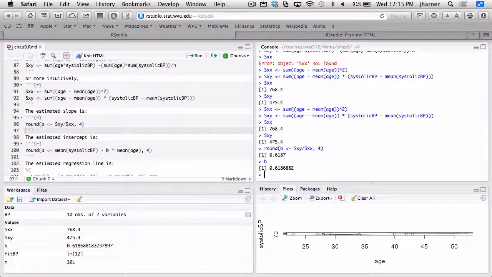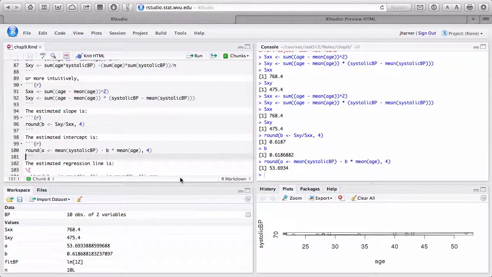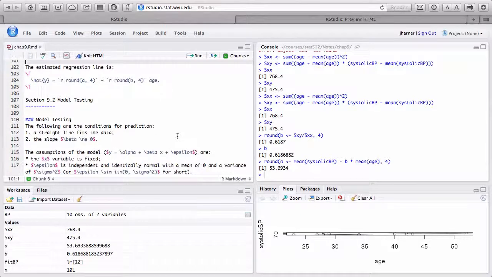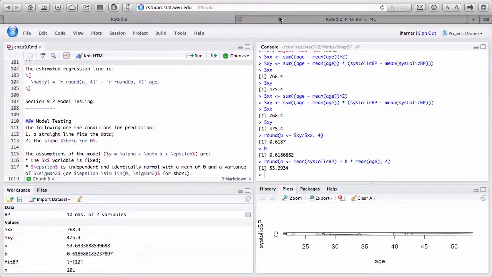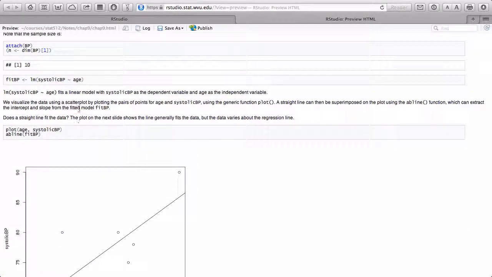Now a, of course, is the mean of y minus b times the mean of x. And again, I'm going to round it off. So there's the intercept. Did I say b? Well, no, I said a. Yeah, a is the intercept, and we just computed it. So we computed this all by hand, but as I said, obviously this is typically not what we're going to do. Now, the actual model, where is it?